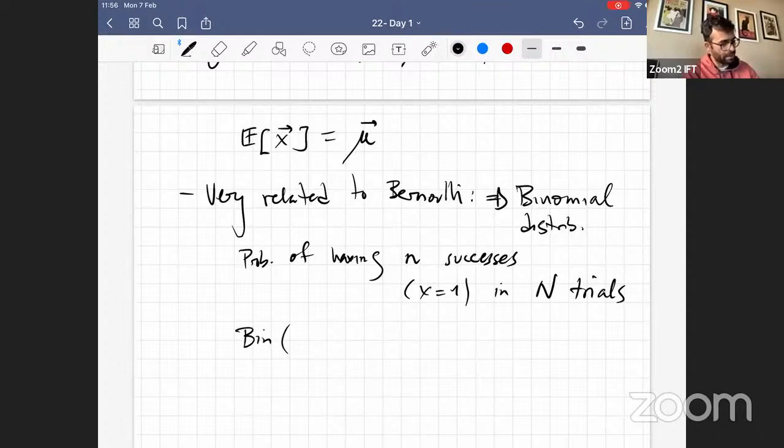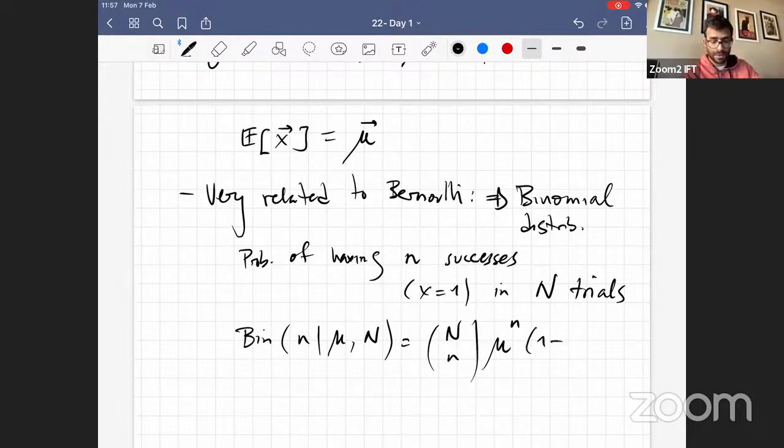So I write it here. It is, of course, a random variable given by two parameters: the probability of x equal 1 and the number of trials. This is the extra parameter defining the distribution, and this is just the binomial coefficient, and that's why this is the binomial distribution.